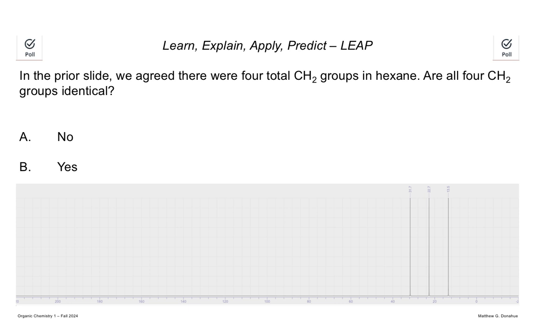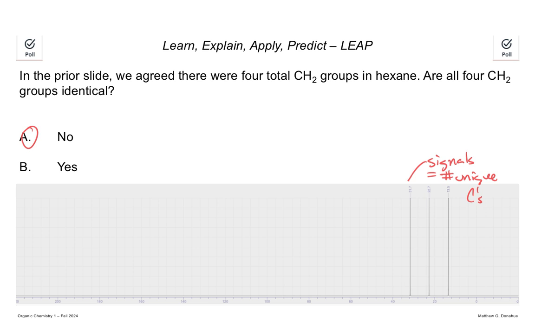So we sort of already answered this. We agreed there were 4 total CH2 groups. Are all 4 CH2 groups identical? And so again, the answer is no. If carbons 2 to 5 were all identical, then you would only see 2 signals in this spectrum. So the signals are equal to the number of unique carbon atoms.